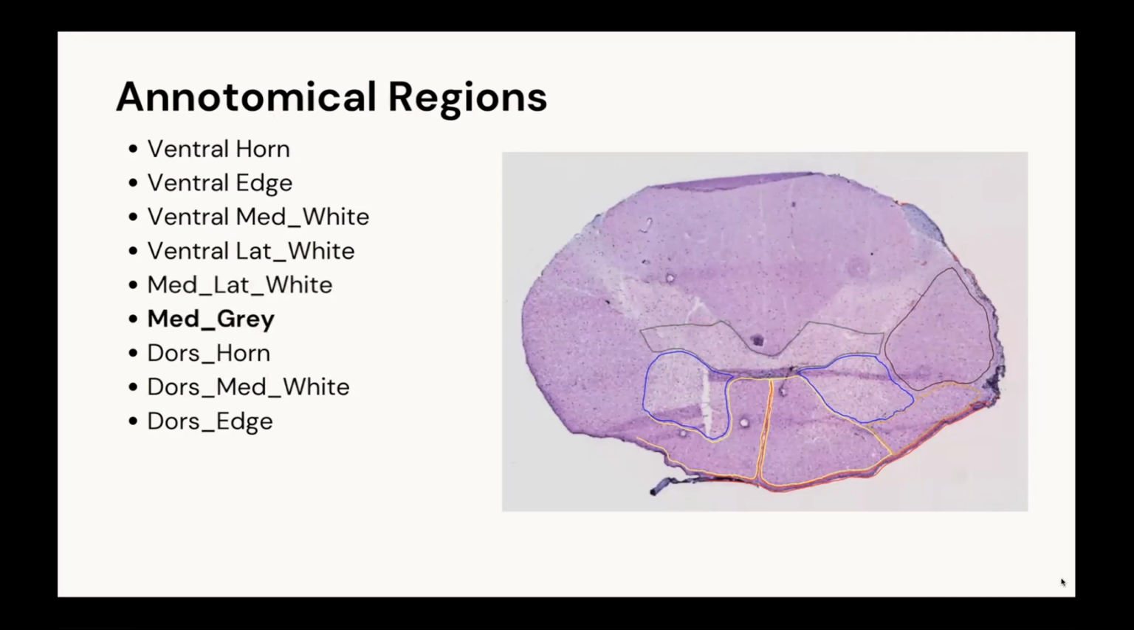The medgray is the middle portion of the butterfly. The dorsal horn is the top portion of the butterfly shape. The dorsal medway is the matter above the butterfly shape. The dorsal edge is the outskirts of the white matter. The black circle is the accumulation of cells in the middle of the spinal cord.